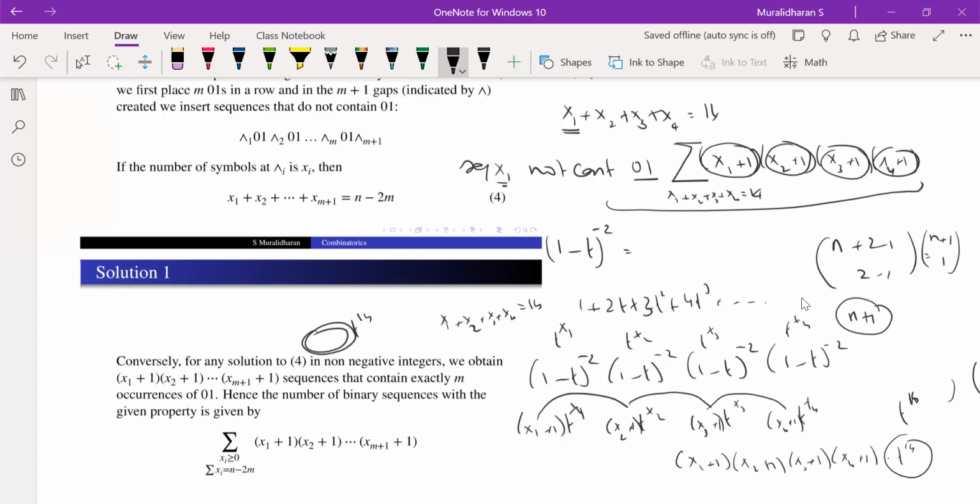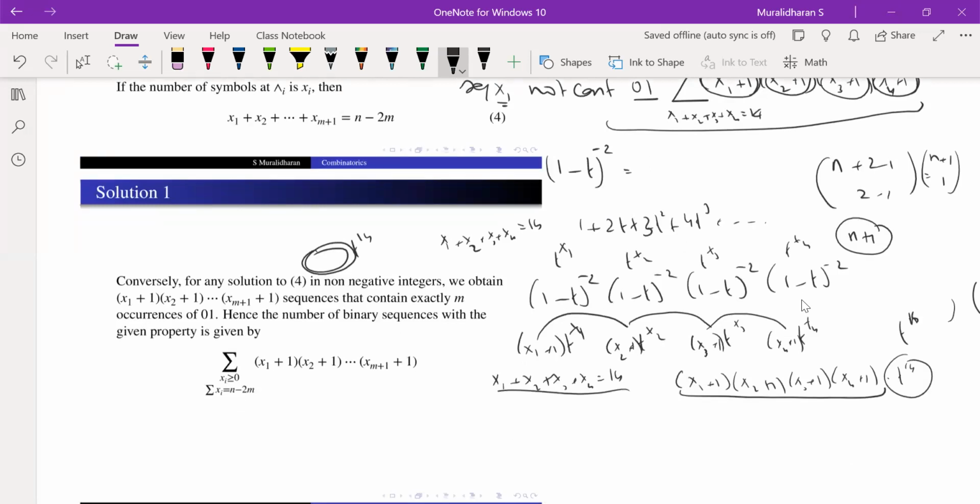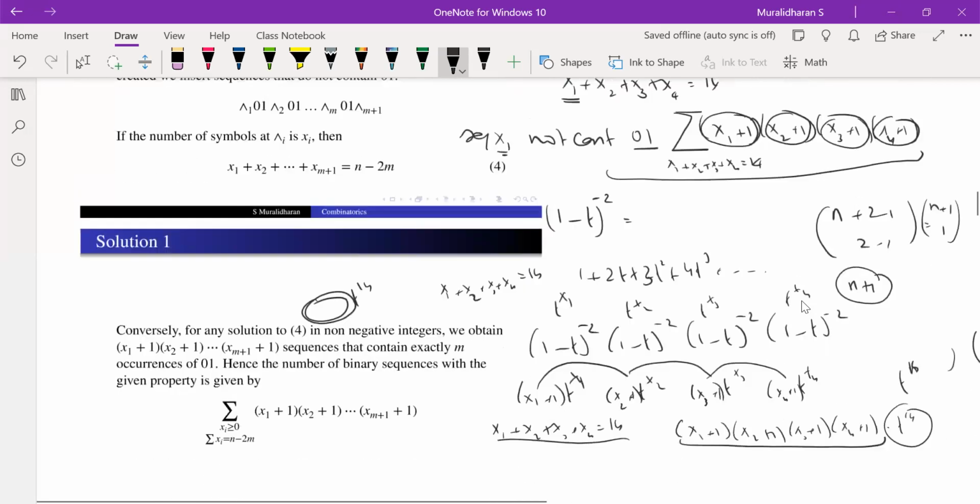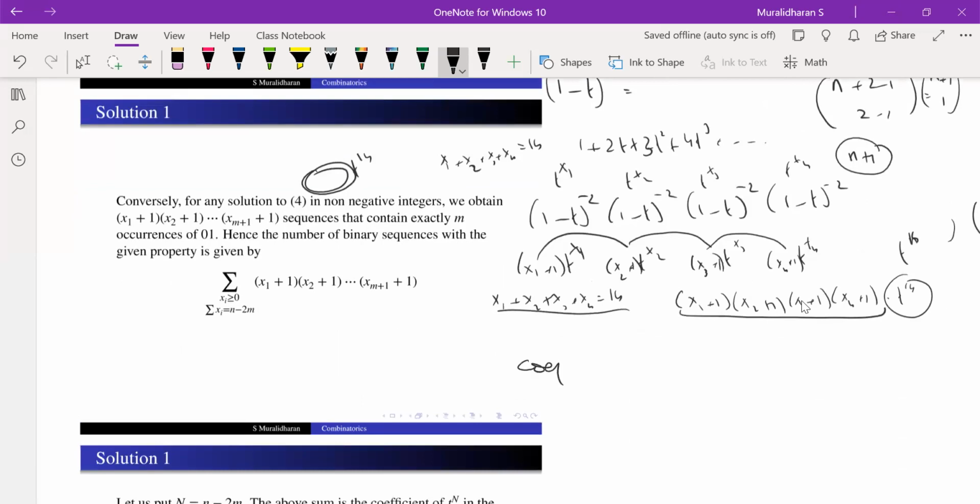So how many such t^14 terms will come? As long as I have x1 + x2 + x3 + x4 equal to 14. Correct? So this is the key step. Once I understand this, the sum which I wanted is the same as the coefficient of t^14 in ((1 - t)^(-2))^4, which is the same as (1 - t)^(-8). So I want the coefficient of t^14 in this one.